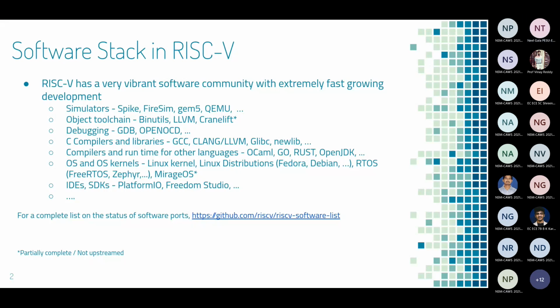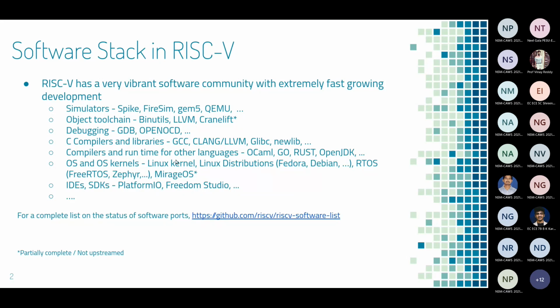So in this particular context, what we mean is that LLVM has the ability to generate RISC-V assembly, particularly when we are talking about the object toolchain support for LLVM, right? Does that answer your question? Yes. Okay.